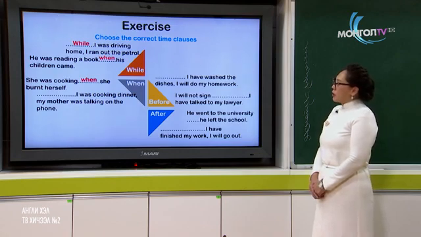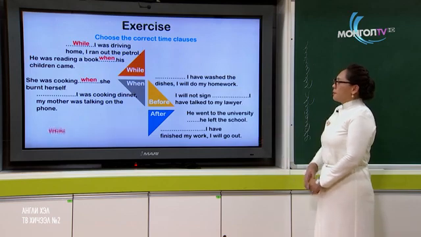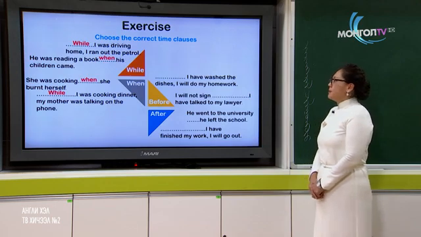Okay, you're right. Blank, I was cooking dinner. My mother was talking on the phone. These two sentences are in the continuous tenses. So it is while, because it is a simultaneous action.